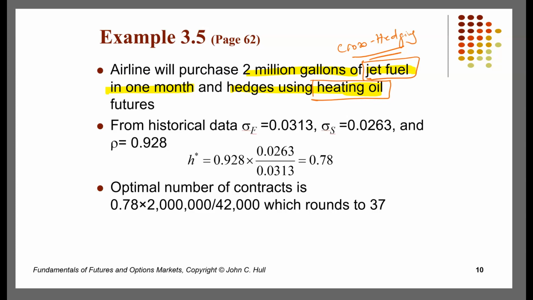And so what we're going to do here is look at historical data, and using historical data, we're going to compute the standard deviation of the change in the futures contract, and the standard deviation of the change in the spot during the hedge period. We're also going to compute a correlation, and we're going to compute the hedge ratio as the product of the correlation multiplied by the standard deviation of the change in the spot, that's this value here, divided by the standard deviation of the change in the futures, which is this value here. And that is our correlation.